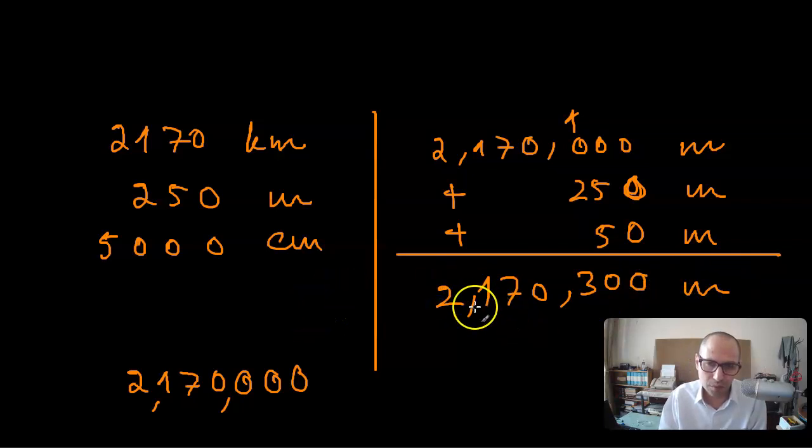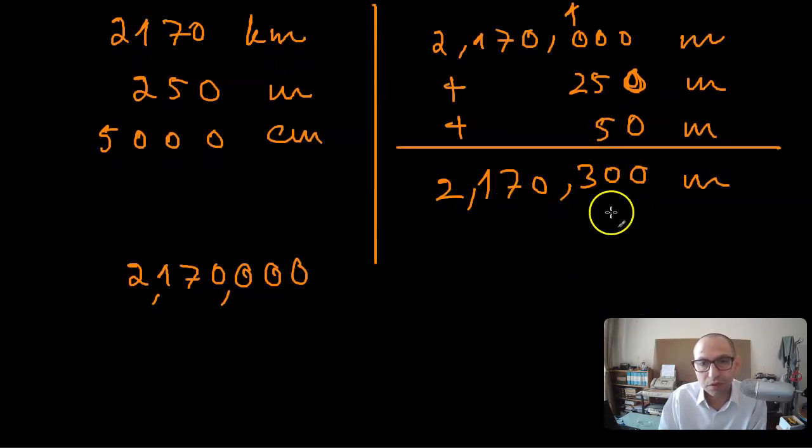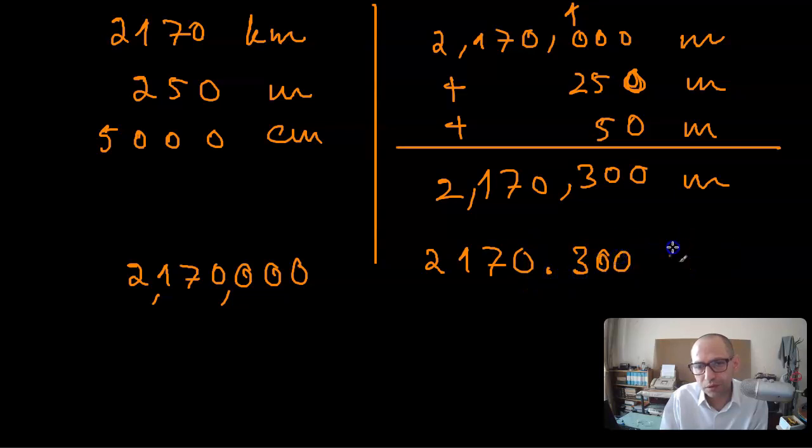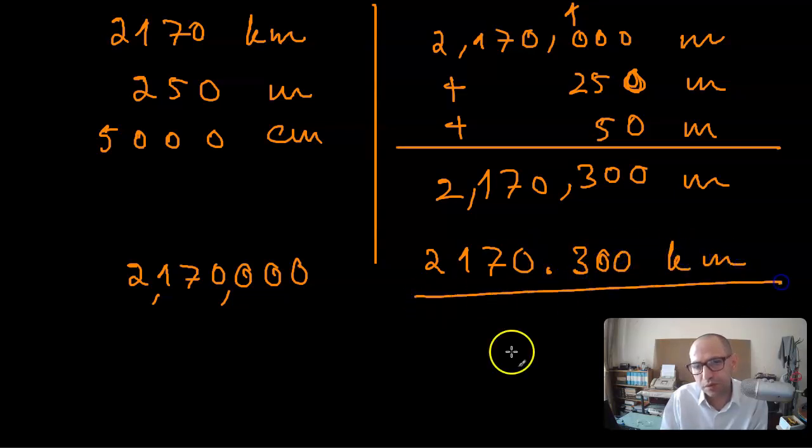So now the number is 2,170,300 meters, and then, of course, now you can write it in kilometers, meaning that now you can divide this, for example, by 1,000, that would be 2,170 point, for example, 300 kilometers, right? Meaning divide the same number by 1,000 and then add a kilo, right?